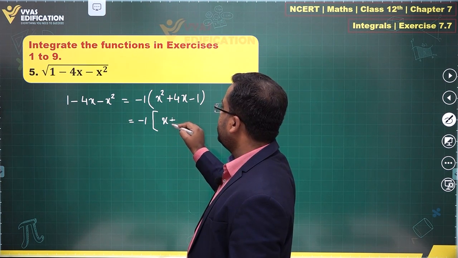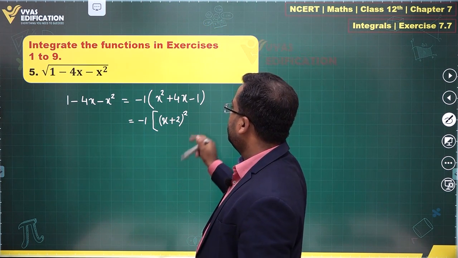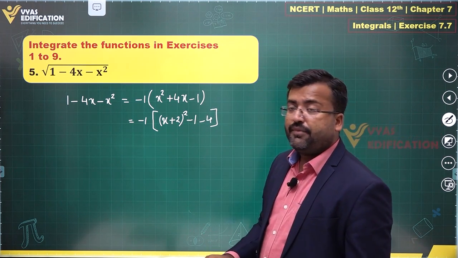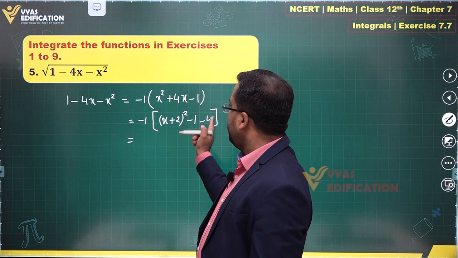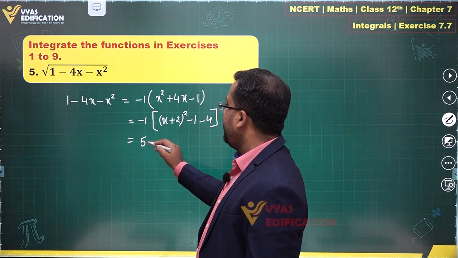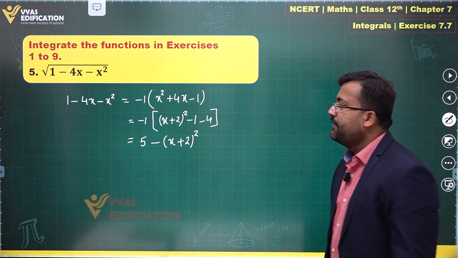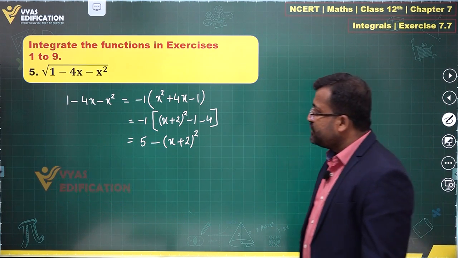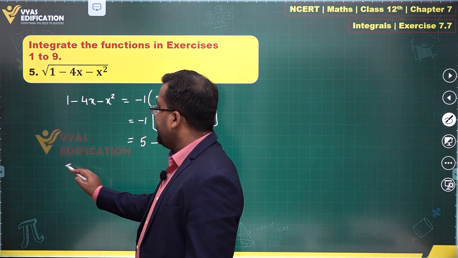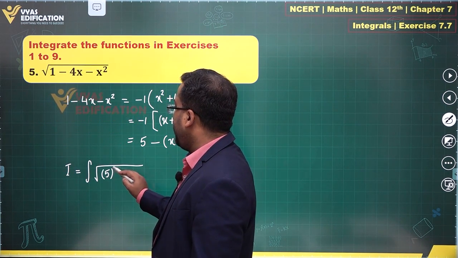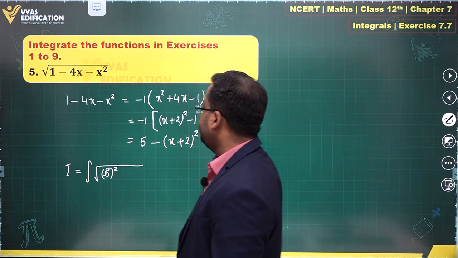What is remaining is x plus 2 square, and there's a minus 1. There'll be a minus 4 coming from here. This is what you'll get. And this becomes, okay, minus 5 into minus 1 becomes 5, and this is what you get at the end. So 5 minus x plus 2 whole square is what I get. I becomes equal to under root of 5, which is root 5 square.